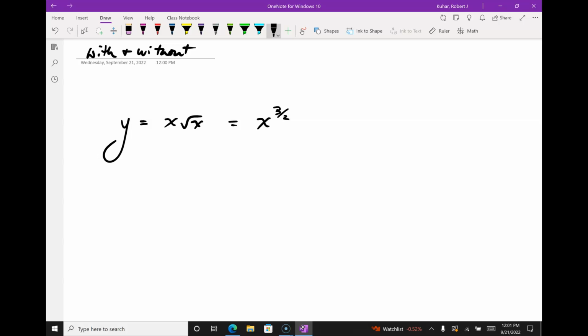You want to see that in more detail? So I have x to the 1 times x to the 1/2. That's x to the 1 plus 1/2. That's x to the 2/2 plus 1/2. That's x to the 3/2. Right? When you multiply like bases, you add exponents, right? Good. Without.